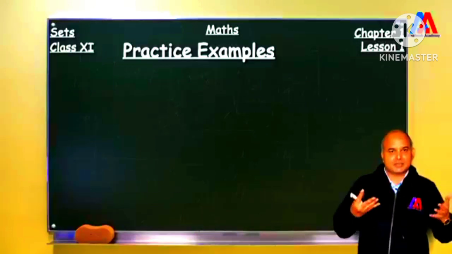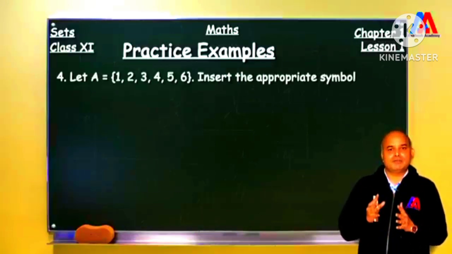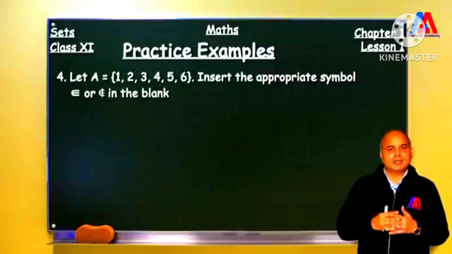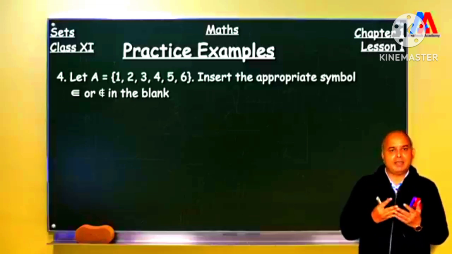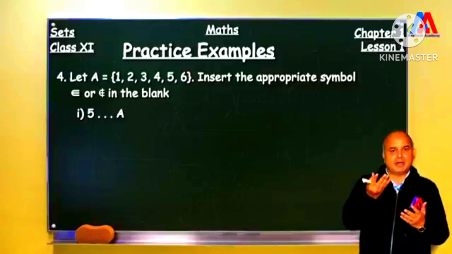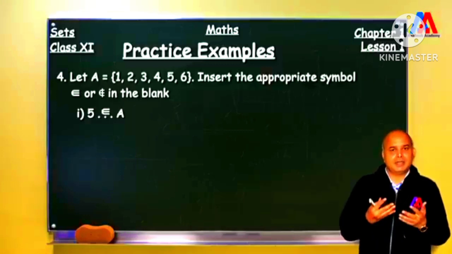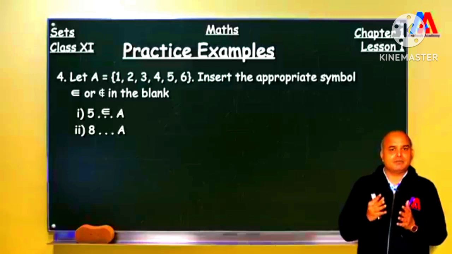Now let's take the next question. Here is a set A whose elements are 1, 2, 3, 4, 5, 6. We have to answer the questions and put the symbol epsilon or epsilon naught in the blank. Let's take the first one, 5. We can easily see that 5 is part of the set A, and therefore 5 belongs to A, so 5 epsilon A. Let's go to the second number, 8. We can see that 8 is not in the set, and therefore 8 does not belong to A, so 8 epsilon not A.